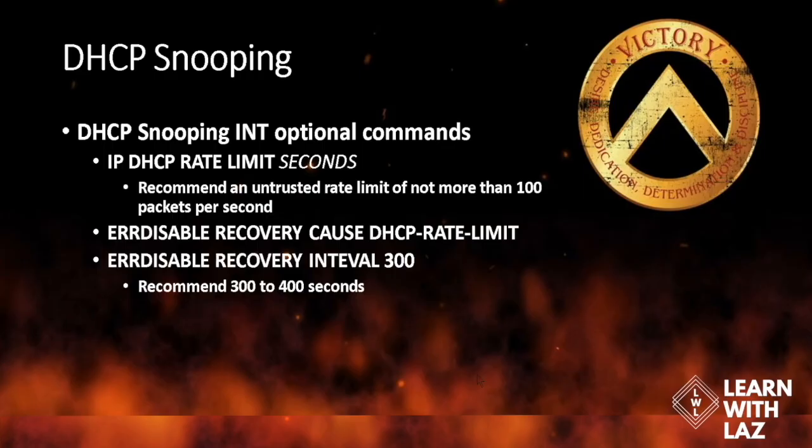And here we see these commands again, because we want to take our ports out of err-disabled state. We want to do it automatically, by saying, hey, it reached the DHCP rate limit, so let's put it up again. Let's not leave it in shutdown state. That's a problem. And then the other one is a recovery interval, which is in seconds, anywhere between 300 and 400, you want it to come back.